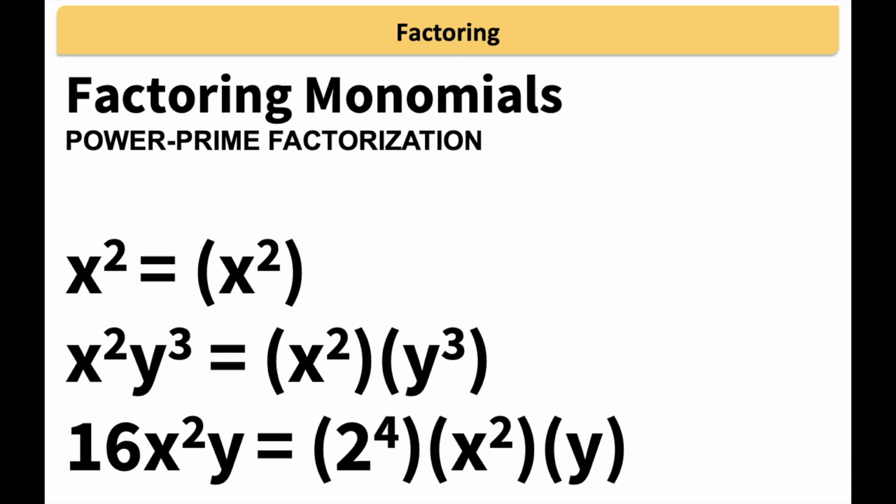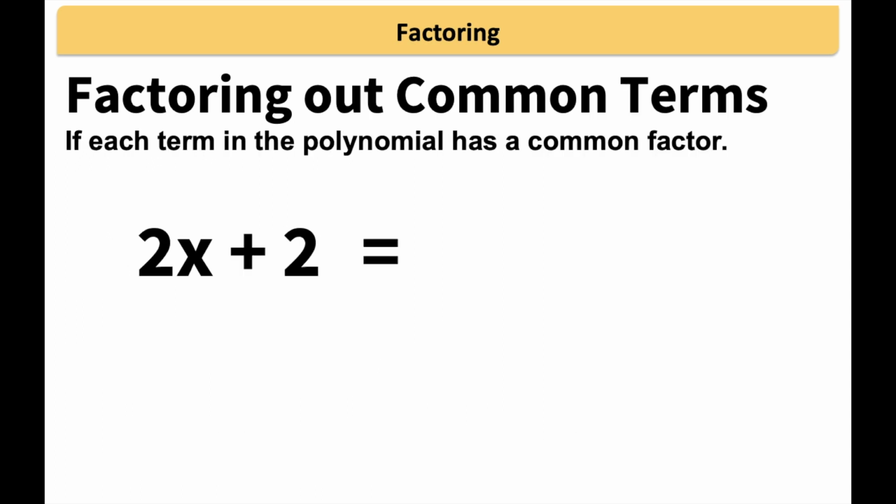Okay? So now that we know this, mag-try naman tayo ng factoring out common terms. Okay? So ano ibig sabihin nito? Basically, if you have a polynomial, meron siyang greatest common monomial factor. So in this case, we have 2x plus 2. Ang greatest common monomial factor niya would be 2.